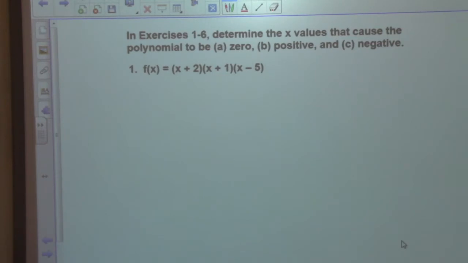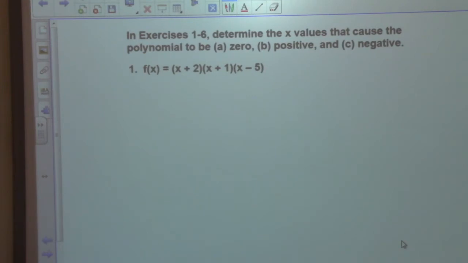We're going to be working on these exercises today, 1 through 6, which have to do with polynomial inequalities, and you'll see that more succinctly tomorrow. But in exercises 1 through 6, determine the x values that cause the polynomial to be 0, positive, and negative. Now this is assumed to be a non-calculator exercise.